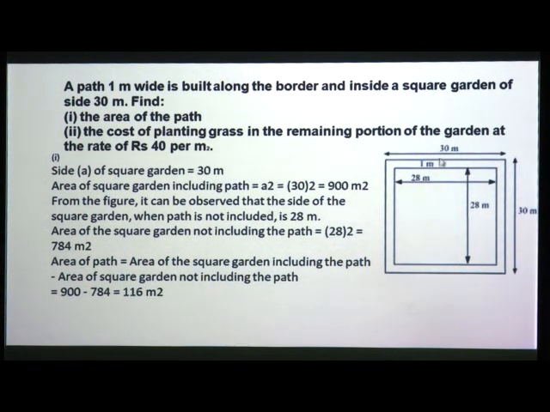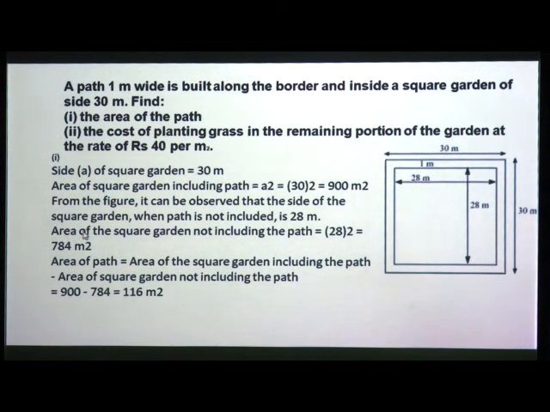Here we have to subtract this 1 meter and this 1 meter out of 30 meter. 1 and 1 is 2, so 30 meter minus 2 meter is 28 meter. Similarly here, because it is a square, we have 30 meter minus 1 meter and minus 1 meter, so we get 28 meter. Now we know the length and the breadth of the inside garden, leaving a 1 meter border.